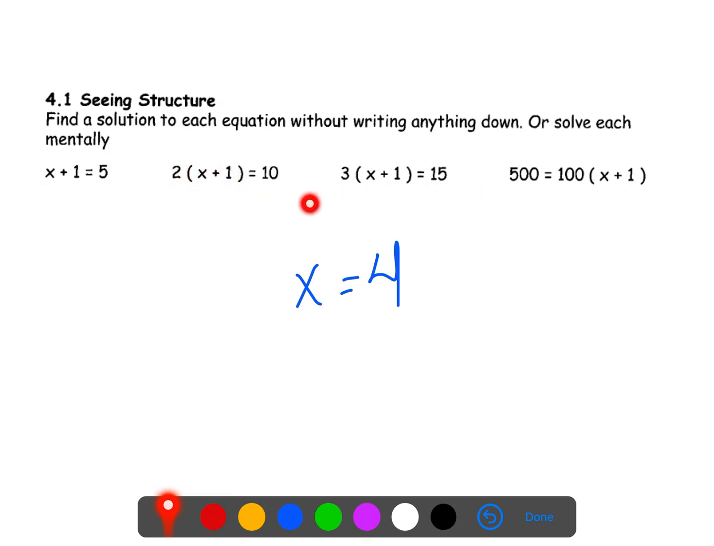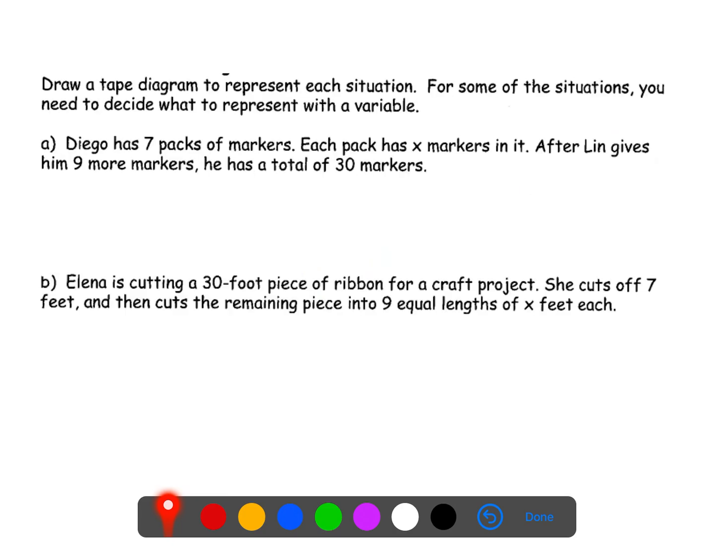These next 3 are just multiplication problems. 2 times something equals 10. Then we just have to adjust our missing factor by just a little bit to find what x is. And the same thing here. 3 times something equals 15, and 100 times something equals 500. All right? Moving along, now we're going to draw some tape diagrams.